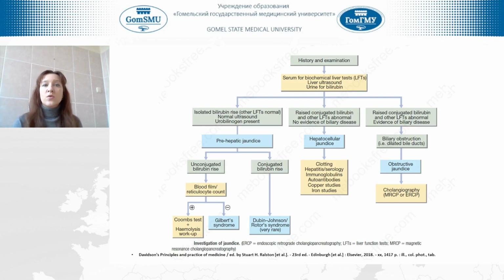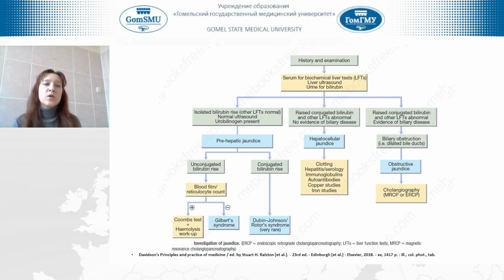Investigation of jaundice: of course, we should take the history and examine the patient, serological tests, liver tests, liver ultrasound, and urine for bilirubin. And the jaundice can be pre-hepatic, as we said, hepatic, or post-hepatic obstructive jaundice.